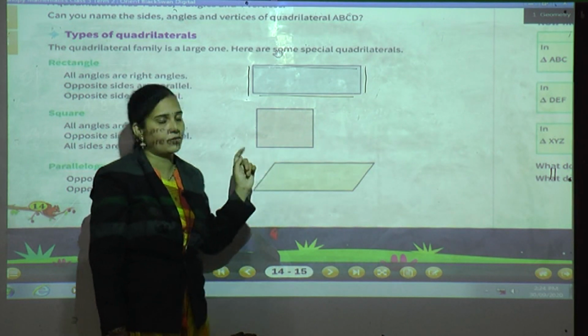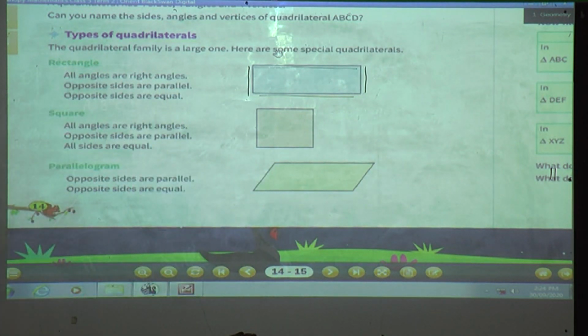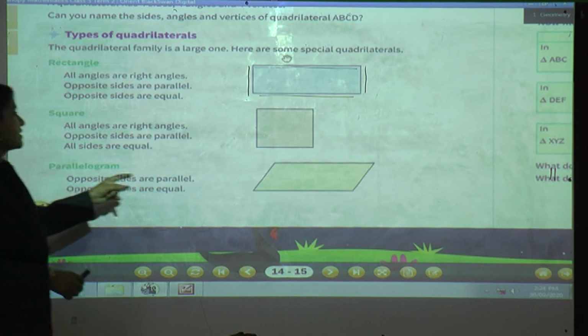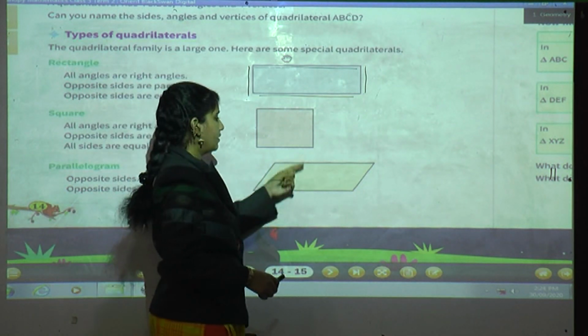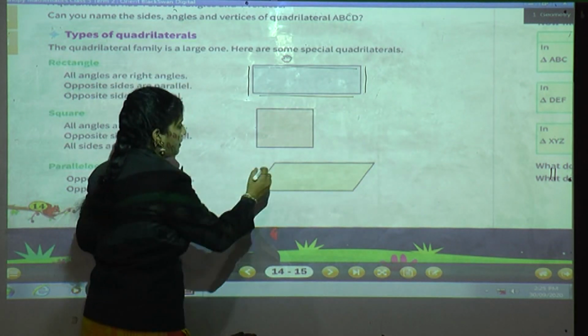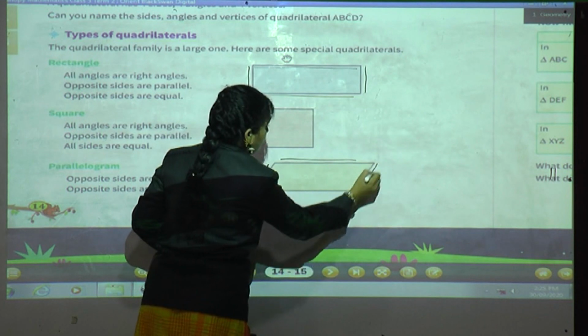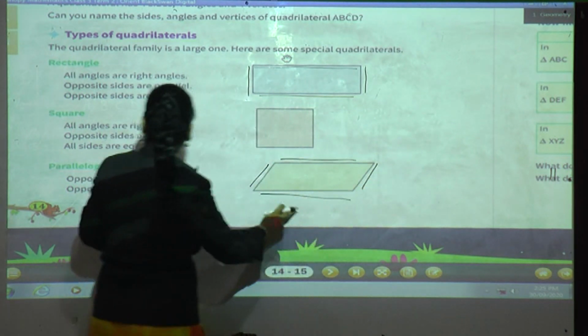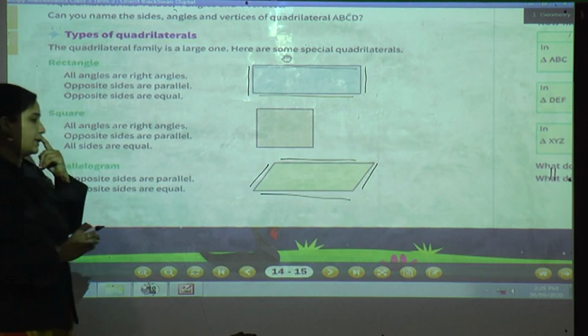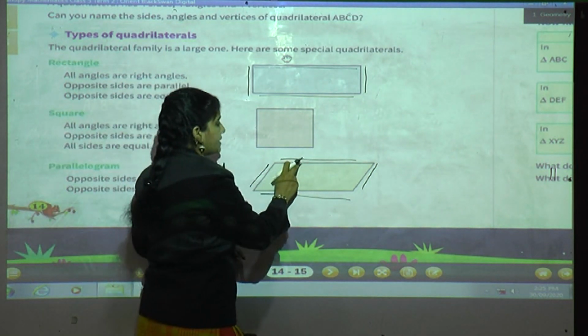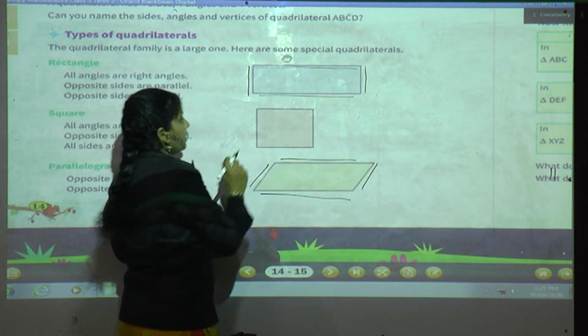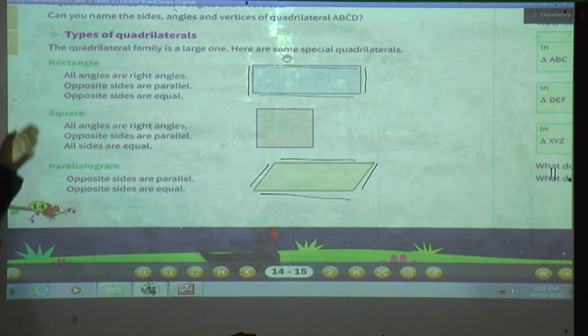Now parallelogram. Here opposite sides are parallel, same as rectangle, and even opposite sides are equal. Opposite sides are equal in length. Then what is the difference between rectangle and parallelogram? Yes, students? Okay, I will tell you.